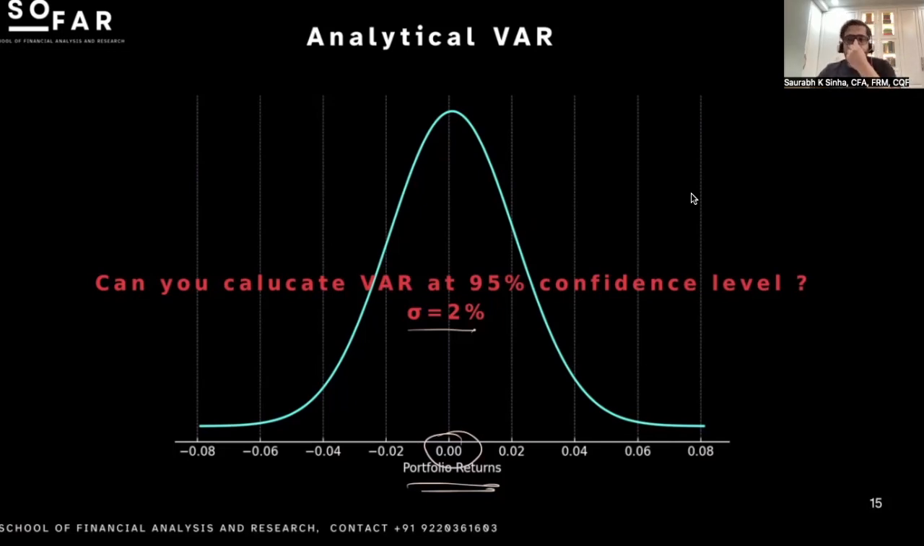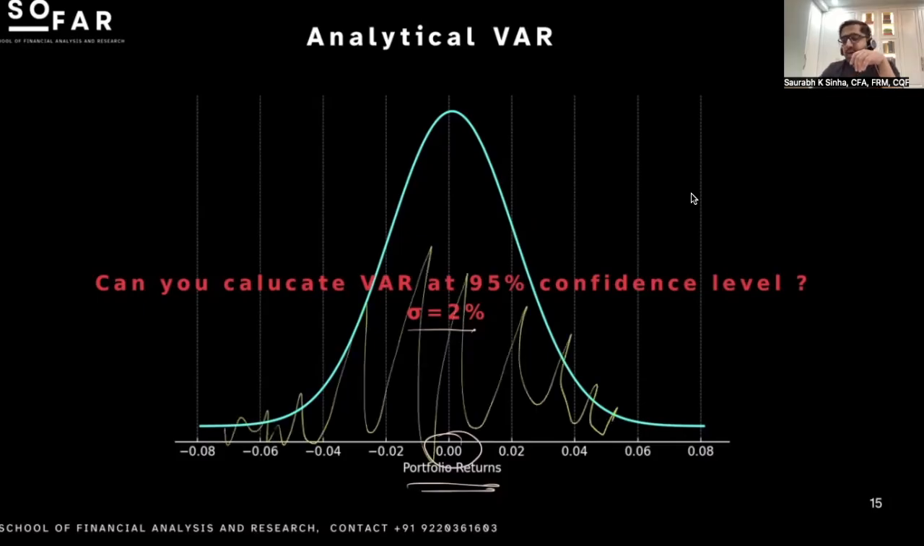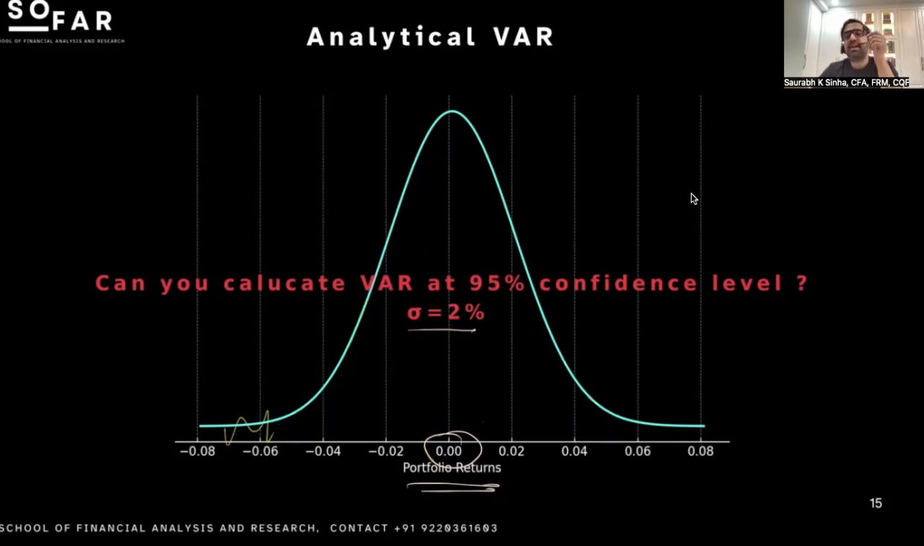Okay. What do I need to do for 95%? I should cover 95% area, yes or no? If I have to cover 95% area, from which direction should I start, right or left? If I start from the left direction, please understand, I will enter into gain. But VAR is about what? Losses, not gains. So in which direction should I start covering 95%? From right to left or left to right? Correct. So I'll cover right to left. Let's cover right to left, everyone.